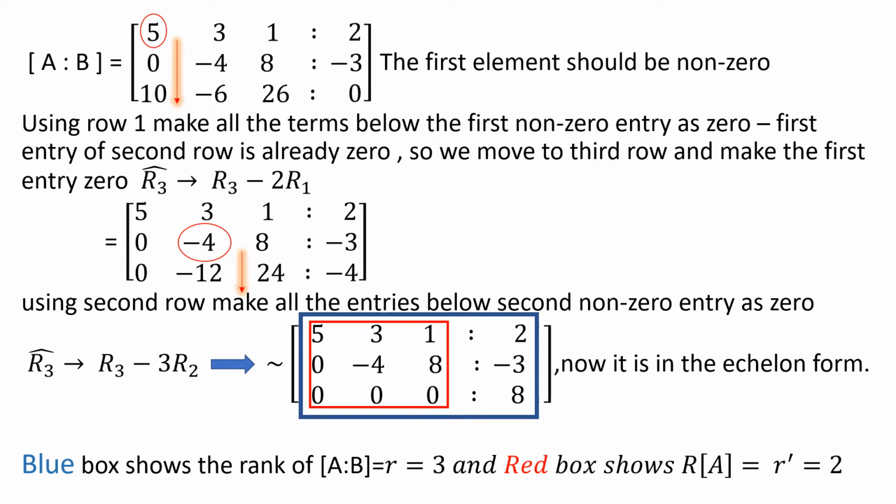Now it is in the echelon form. The blue colored box, the full matrix, shows the rank of the augmented matrix. The number of non-zero rows is 3. Therefore, the rank of the augmented matrix [A|B] is 3. The rank of A is given by the red box. We have a 3 by 3 matrix and we have only 2 non-zero rows. Therefore, the rank of A is 2.